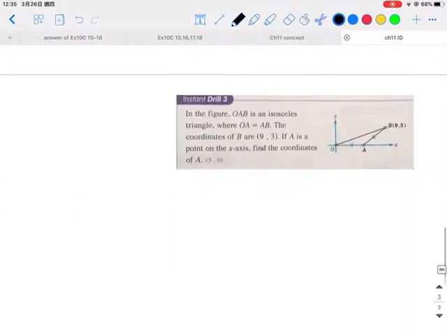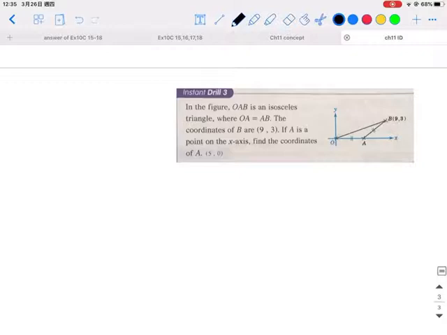And the last one is quite important for you. For instance 3, in the figure, OAB is also a triangle. So these two lengths are the same. Given that B is this coordinate and A is a point on the x-axis, which is another keyword, find the coordinates of A.